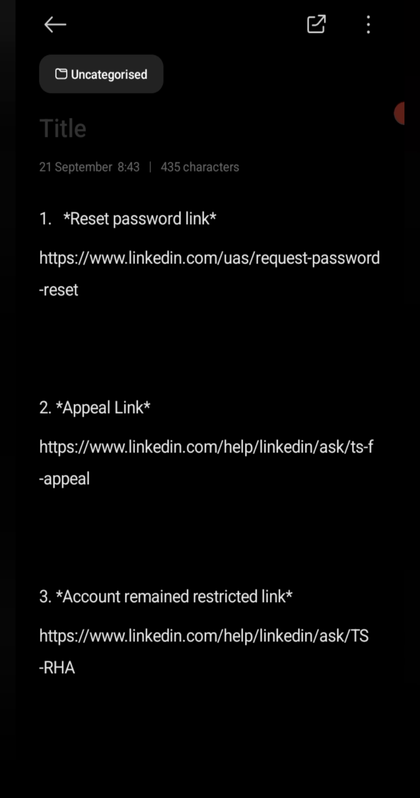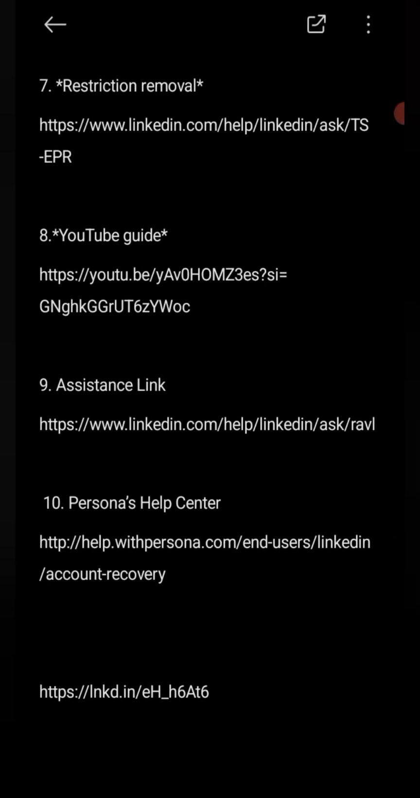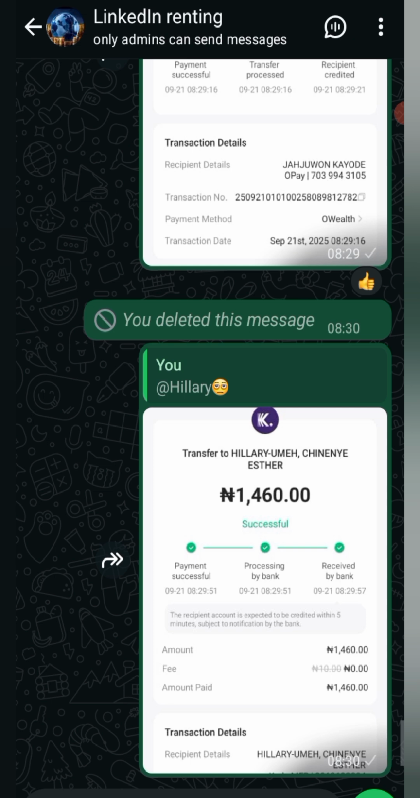Okay, let me show you people. This is my LinkedIn group. Some of you are saying that you don't know if I'm legit or not, so let me show you. Let me take you around in my LinkedIn group. These are people that get paid. This is daily payment. We make daily payment, we make weekly payment.